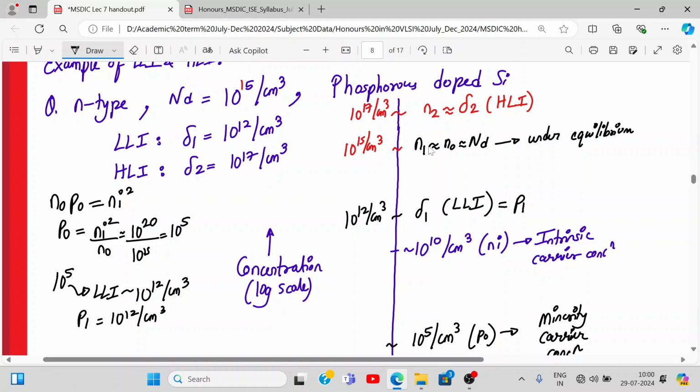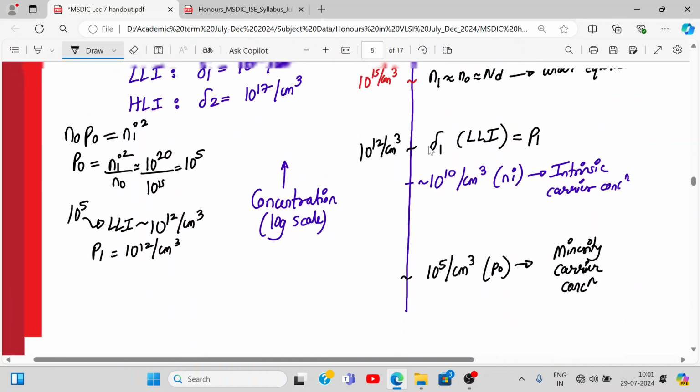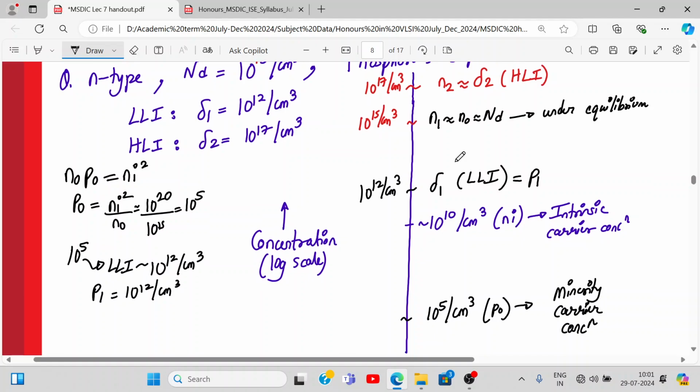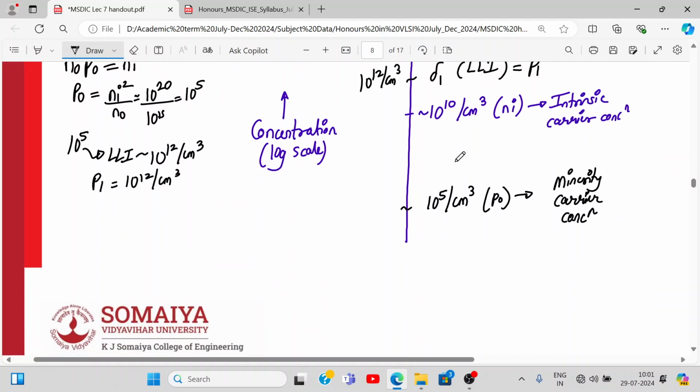So what do you learn from the above discussion? We learned that for low level injection, the minority charge carrier concentration is disturbed a lot. From 10 raised to 5, it has become 10 raised to 12, whereas majority carrier concentration is almost the same as equilibrium. For high level injection, both minority and majority carrier concentration are almost the same. So write down this inference. Have you understood this diagram? Yeah. So write down the inferences. That is the learning from here.